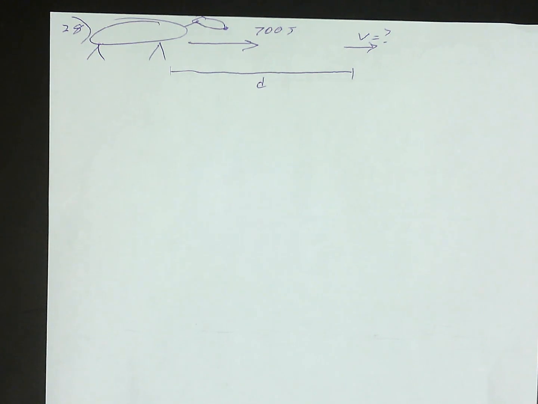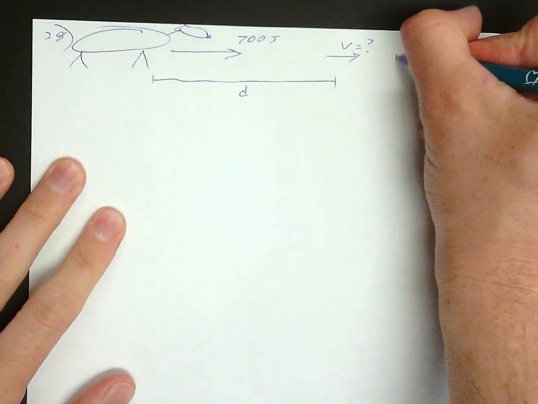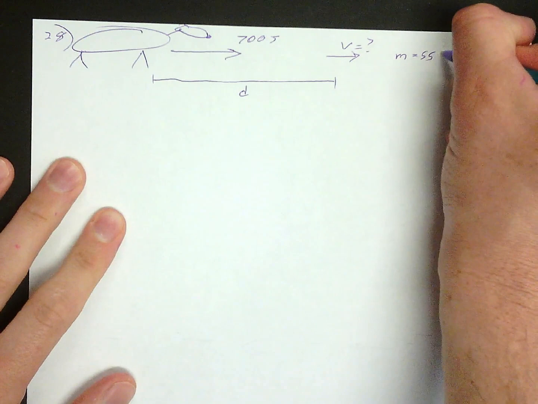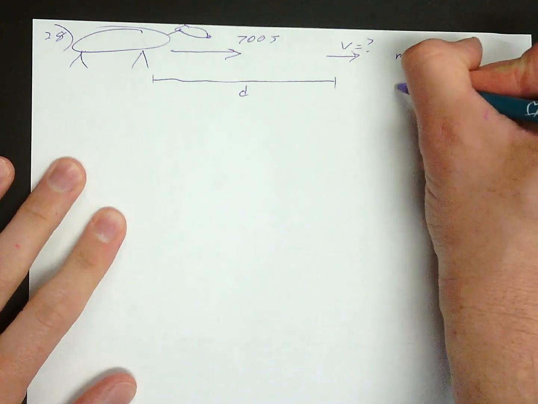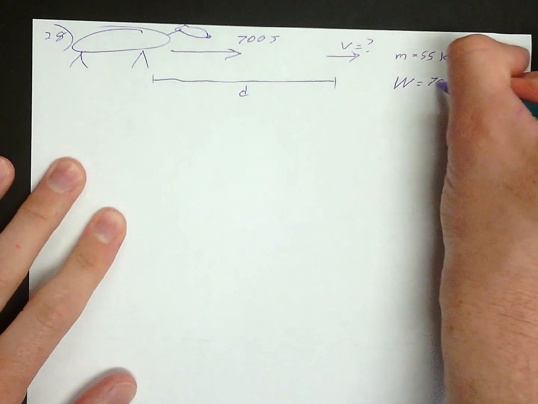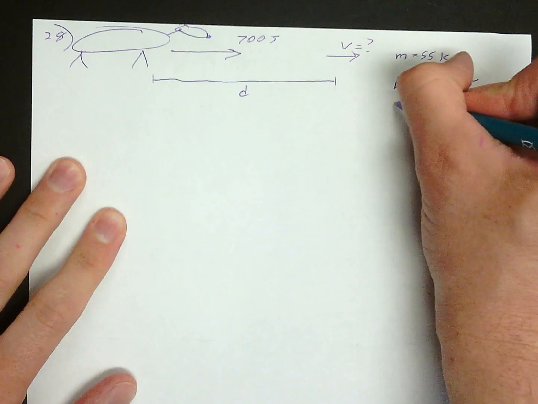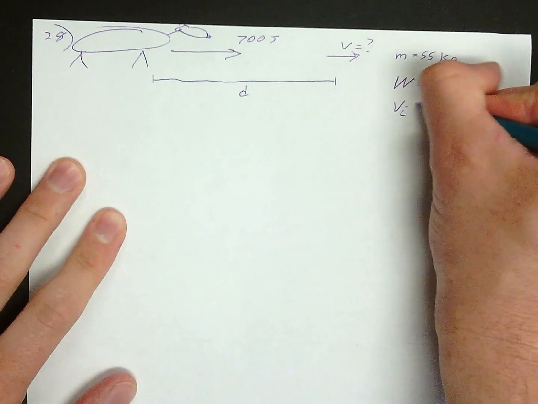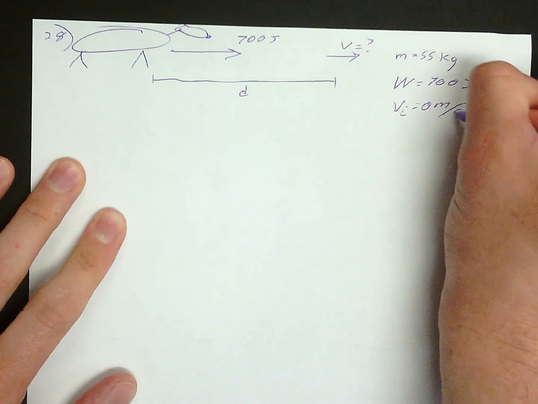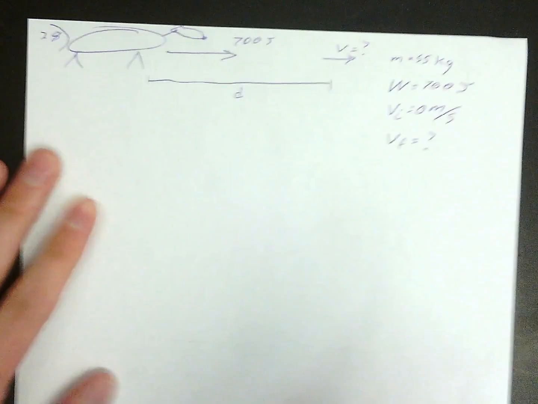All right, so just going with the numbers here, let's see if we can get down what we have. We've got a mass of 55 kilograms for the dog. We've got a work done of 700 joules. And we have starting at rest, so initial velocity is 0. And we end up at some final velocity. We're not sure what it is.